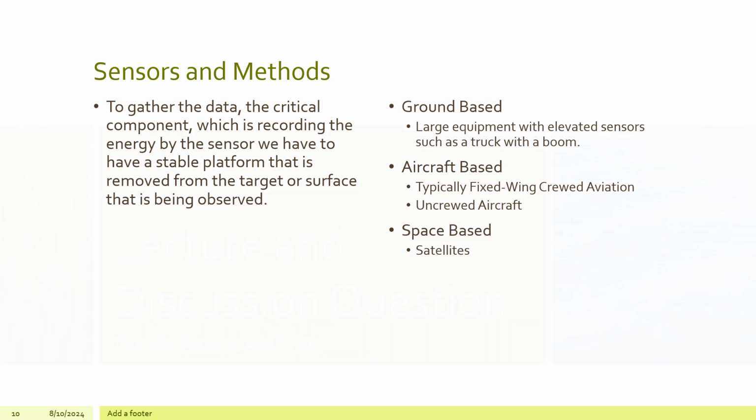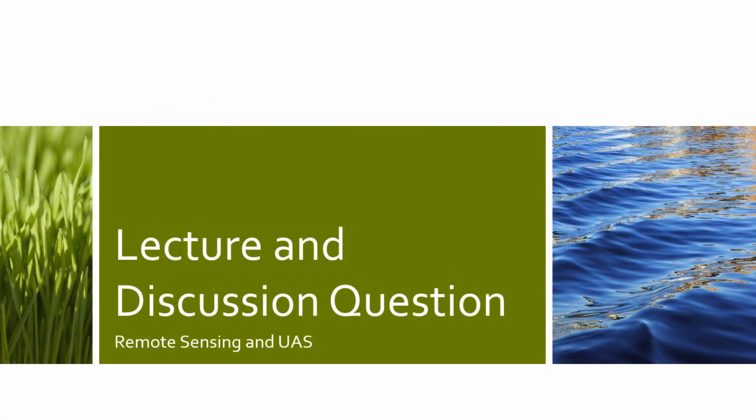So here's the lecture and discussion question. Remote sensing for UAS: what are some advantages of using small UAS for conducting remote sensing operations? What are some disadvantages? And provide examples of what we're talking about for the discussion board. So that'll be the discussion board for this module.